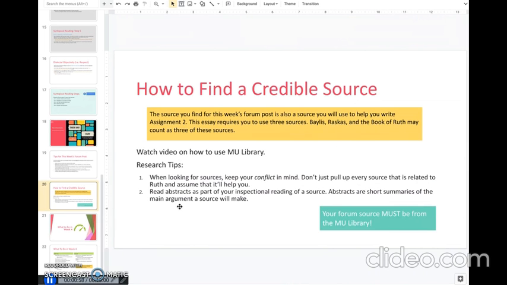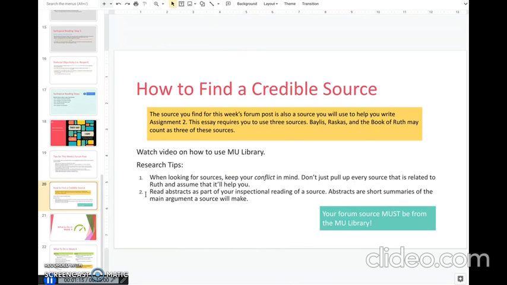A couple tips I want to give you for the research. When looking for sources, keep your conflict in mind. So don't just pull up every source that is related to Ruth and assume that it'll help you. You want to have a more narrow focus when doing your research.